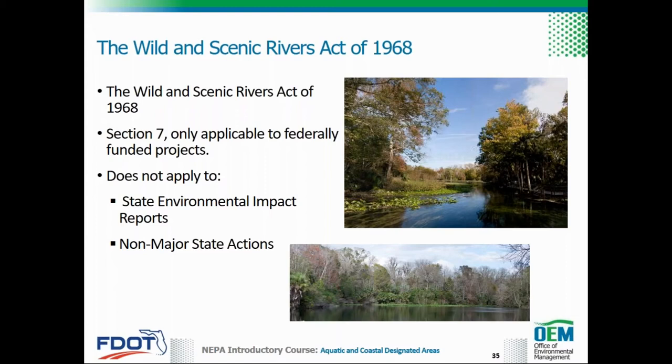Section 7 of the Act only applies to projects that require a federal license, permit, or authorization. Therefore, if a project is federally funded, considered a federal action, or requires a federal permit, a wild and scenic river project review is required. It does not apply to state-funded projects such as state environmental impact reports or non-major state actions.